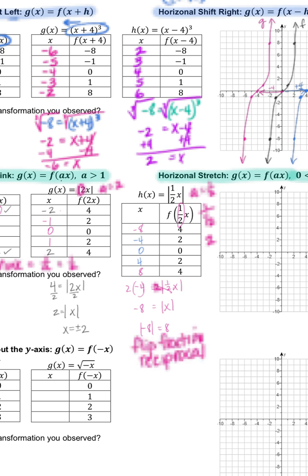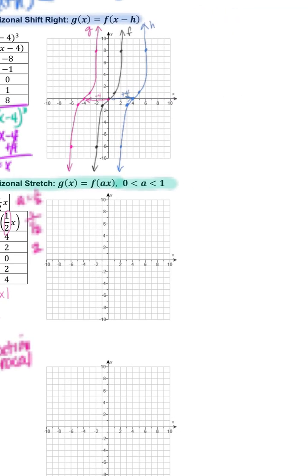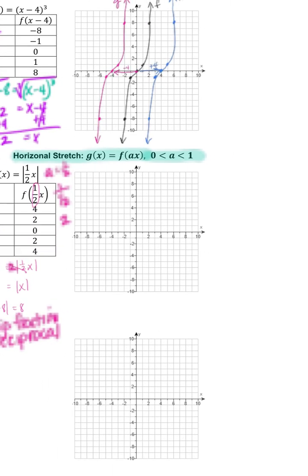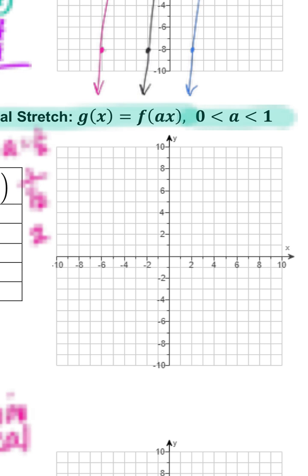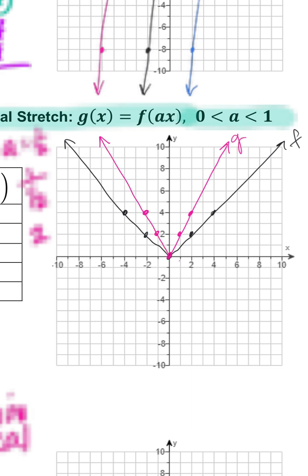All right, so let's plot the points so we can see what they look like. Starting with our original graph, we've got -4, 4, -2, 2, 0, 0, 2, 2, and 4, 4. So this is our graph of f. The shrink is -2, 4, -1, 2, 0, 0, 1, 2, and 2, 4. So a horizontal shrink is actually a shrink. It actually is getting narrow.